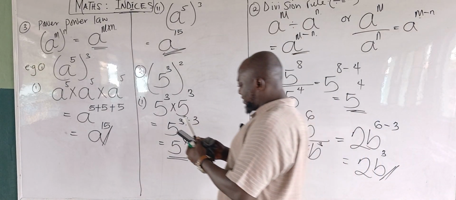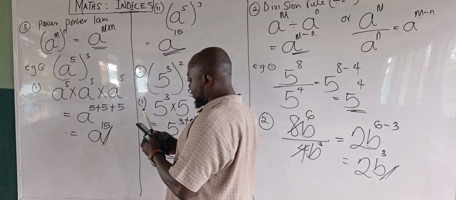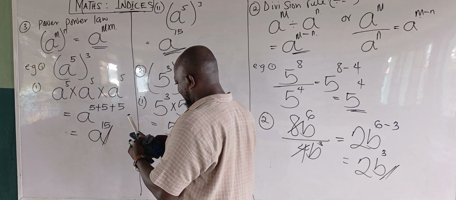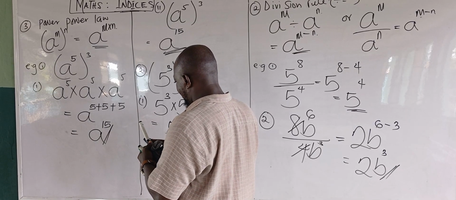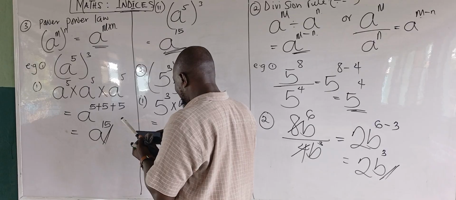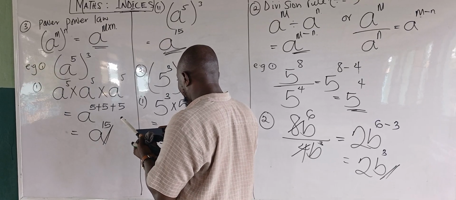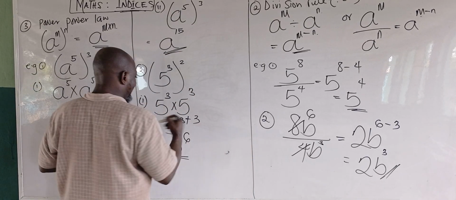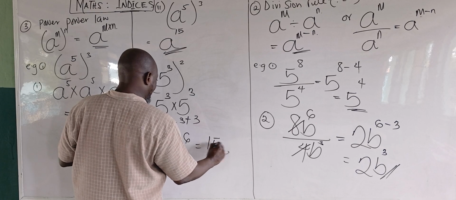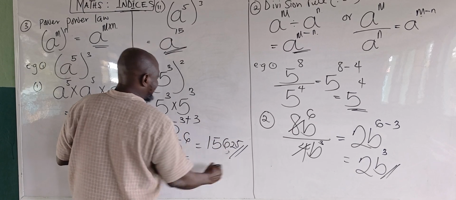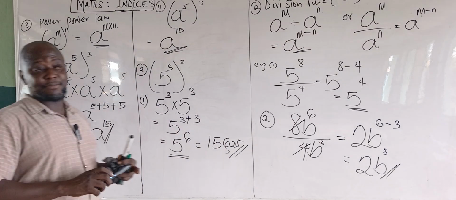Okay, let's just put that down. Let's get that sorted out. So I have 5 raised to the power of 6 here. So I'm having 15,625. So this is it. This is the first method.